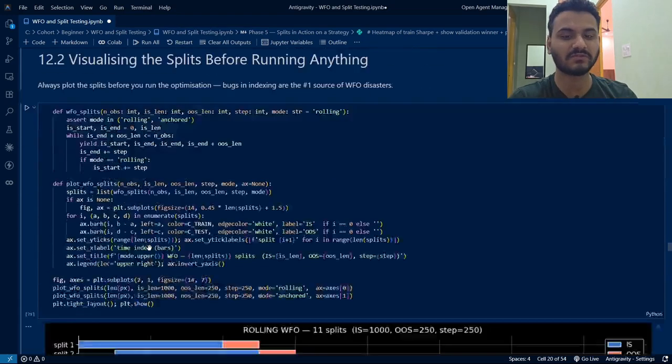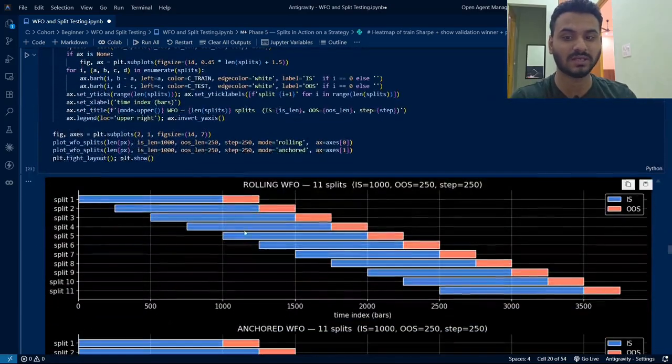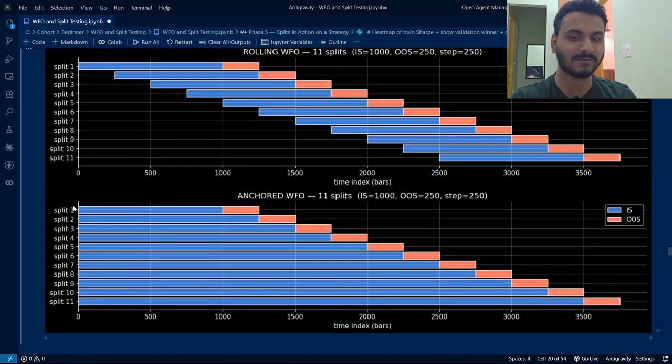Visualizing the splits before running, this is how a rolling window would look. The previous data just falls off, right? As you can see, right here, right here, right here. Now the anchored one will anchor at the same point and will just expand over time.